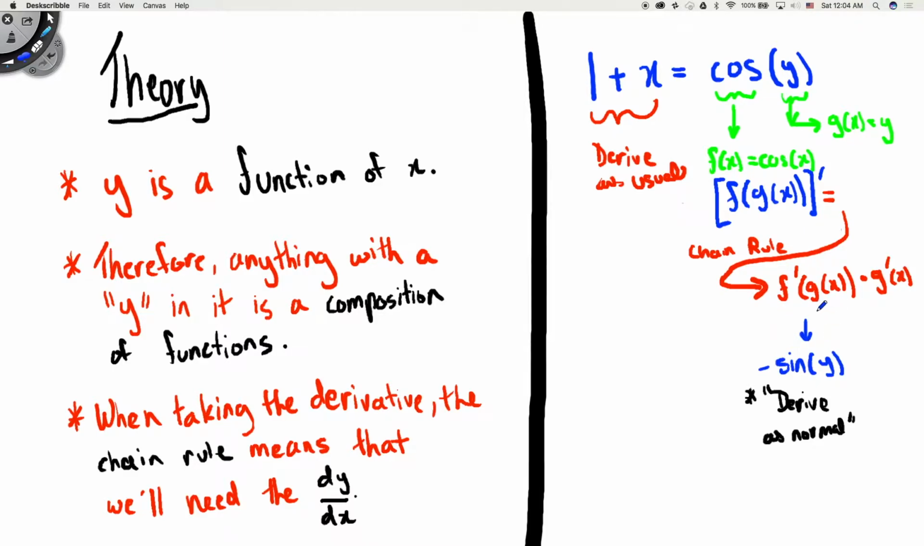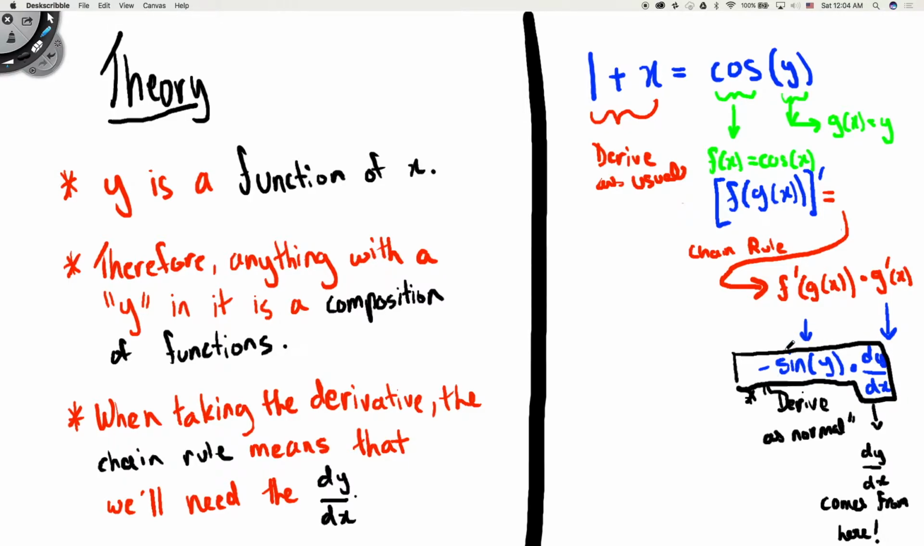This would be where the derive as normal comes from, because we have to take the derivative of the outer function, right? And the g prime of x would be the derivative of y, which is just simply dy dx. That, ladies and gentlemen, is where you get your dy dx from. So that's how it's done. This is where you derive as normal, and that's where you get your dy dx.